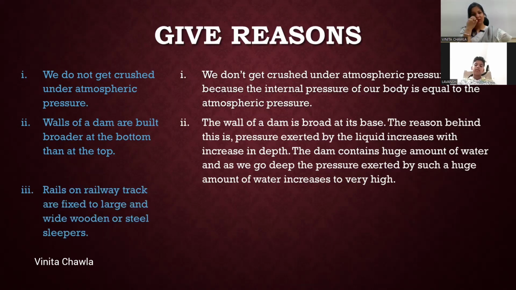Next question. Rails on railway track are fixed to large and wide wooden or steel sleepers. Have you ever traveled by train? Have you observed the railway track? How does it look? There are wooden planks and the rails are of iron. Yes, and we have wooden or steel sleepers. So why are they fixed to large and wide wooden or steel sleepers?